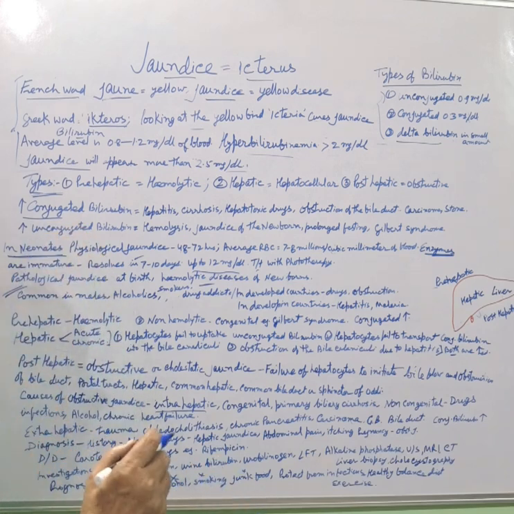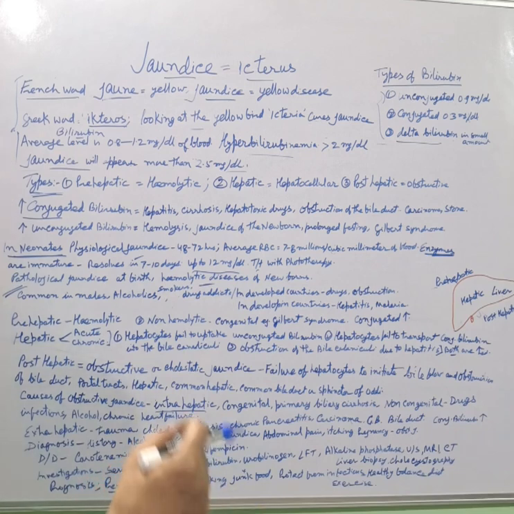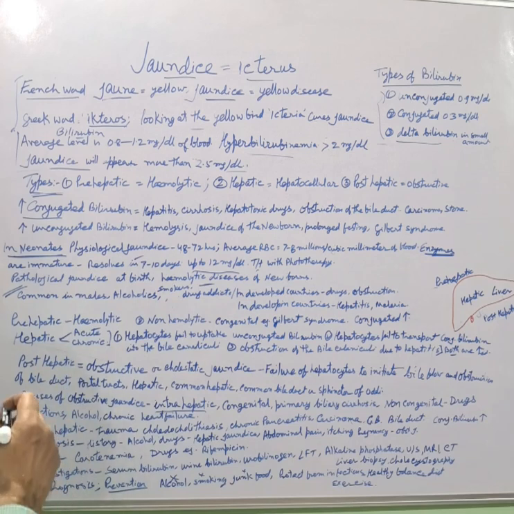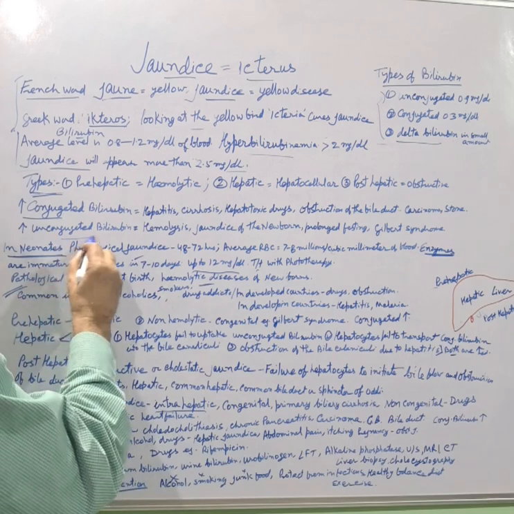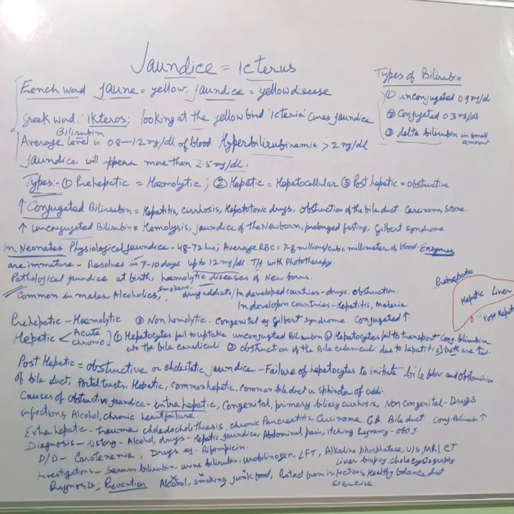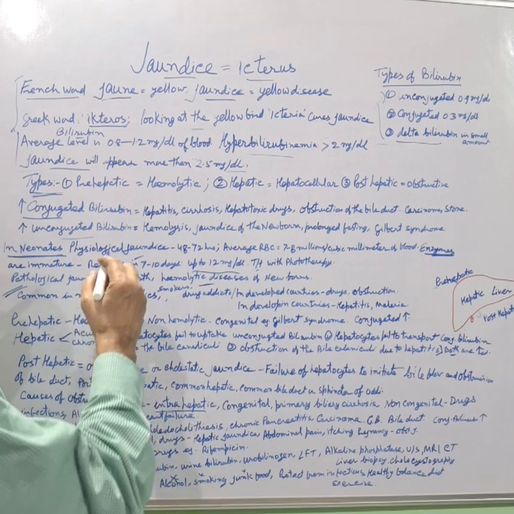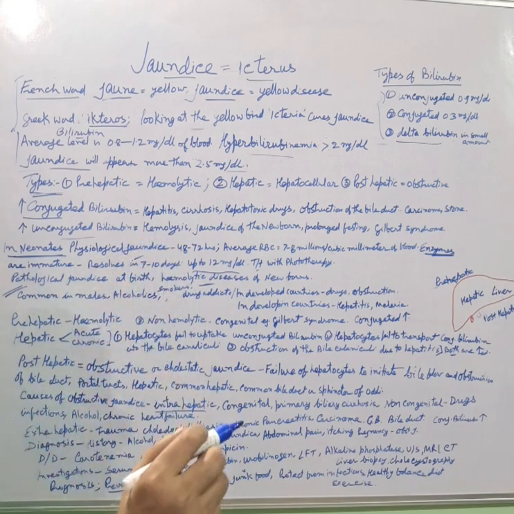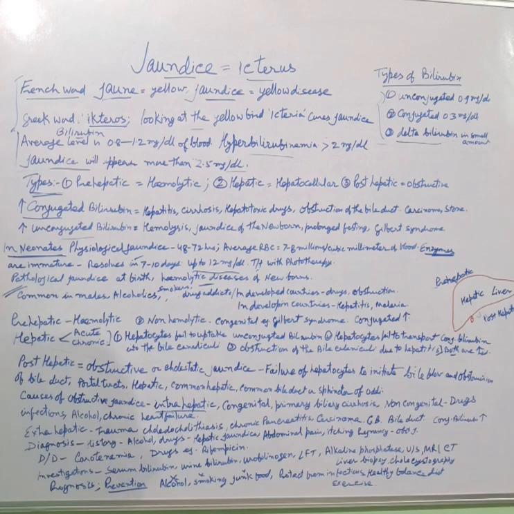Conjugated bilirubin is increased in hepatitis, cirrhosis, hepatotoxic drugs, and obstruction of the bile duct due to carcinoma or a stone anywhere in the biliary tract. Unconjugated bilirubin is increased in hemolysis, jaundice of the newborn, prolonged fasting, and Gilbert syndrome.